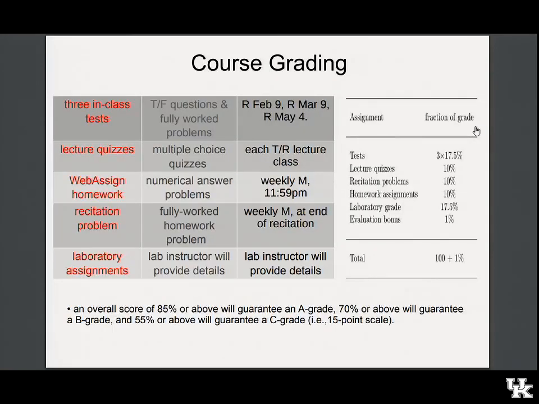So I tried to summarize the course grading in terms of all the course assignments in this little table here. Now, I put details for tests and lecture quizzes and recitations and WebAssign homeworks. You'll hear more on how the lab works, how the lab is graded from your lab instructors. Anyway, these are the classes of assignments over the duration of the semester. There are going to be three tests, and these are the three dates of the tests, two in the semester and one at the end of the semester.